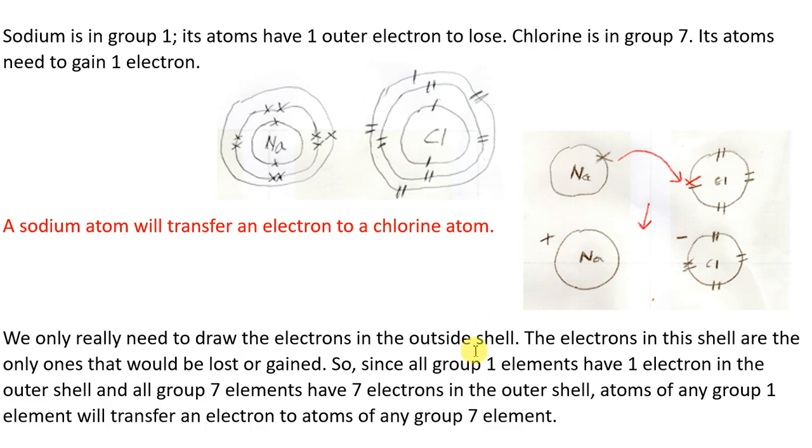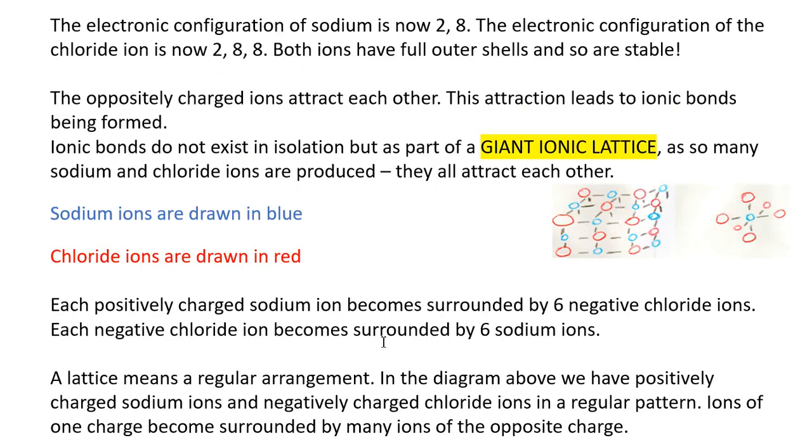Same with group 7. 7 in the outside shell, and I can say that about any of my group 7 elements. I could have chosen any. 1 electron will be gained to become a negative ion. Now, once that's happened, the exchange of electrons happened between, in this case, 1 sodium atom and 1 chlorine atom.